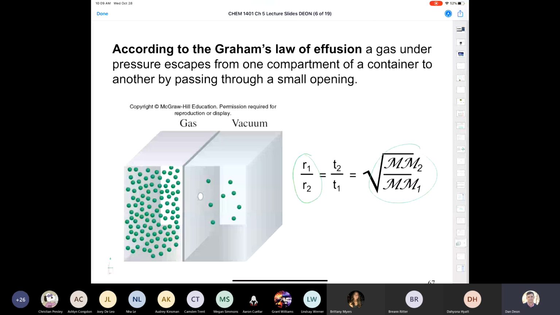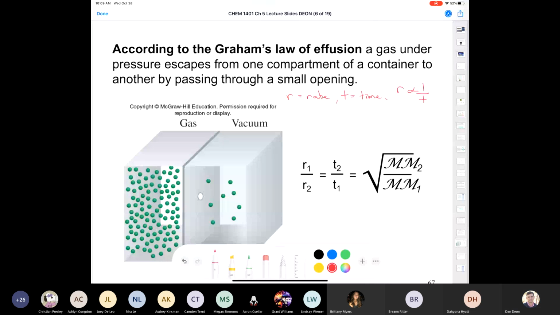You probably recognize this portion here from the last slide, but now we're comparing rate and time. So let me write that down. R is equal to rate and T is equal to time. And you can see that rate is inversely proportional to time. Does that make sense? I think that makes sense, right?